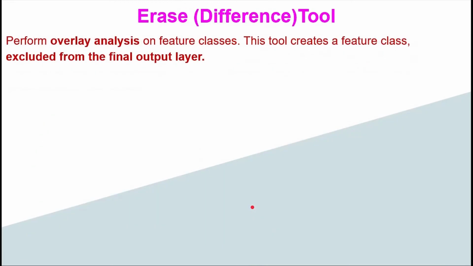The final one is the erase tool. It calculates differences, so we can define it as a difference tool. This also performs overlay analysis on feature classes. This tool can exclude from the final output the features we do not need.